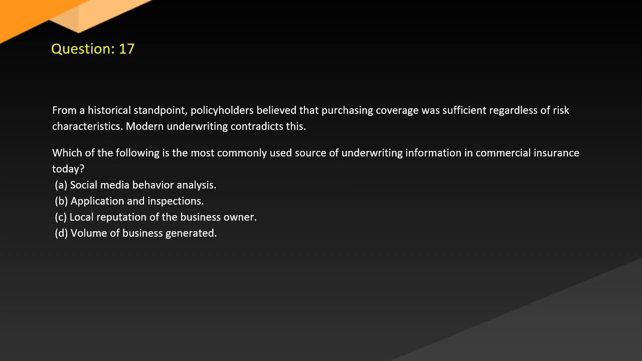Question 17. From a historical standpoint, policyholders believed that purchasing coverage was sufficient regardless of risk characteristics. Modern underwriting contradicts this. Which of the following is the most commonly used source of underwriting information in commercial insurance? A. Social media behavior analysis. B. Application and inspections. C. Local reputation of the business owner. D. Volume of business generated.